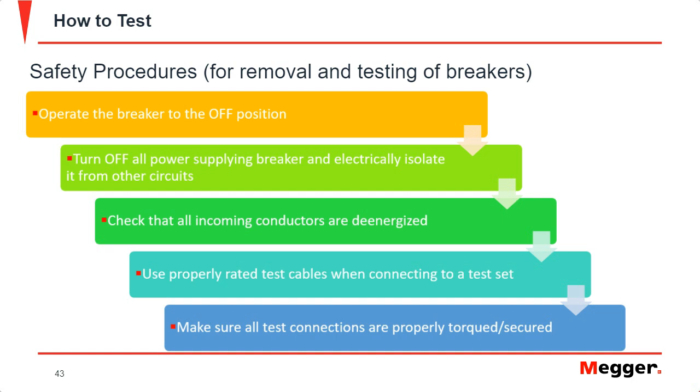You also want to make sure all test connections are properly torqued and secured. When you're injecting 20,000, 10,000 amps or more, you're typically going to see the cables jumping, the test sets jumping, the breakers jumping, everything jumping. So make sure you have everything secured and all your connections tied down so there's no arcing. If possible, you can also have the breaker strapped to the pallet, the raised stand it's on, or the test set itself, to make sure it doesn't blow off and cause any danger to those testing.